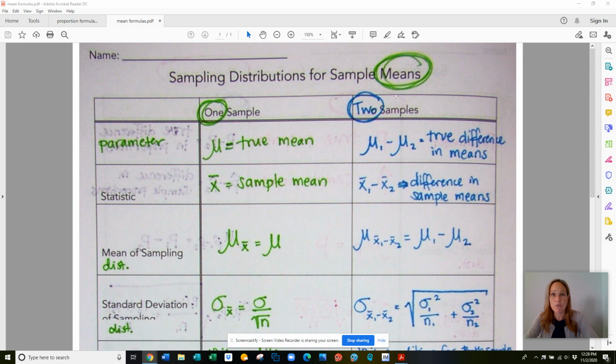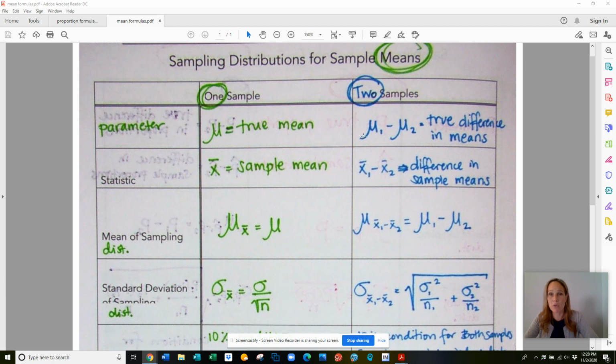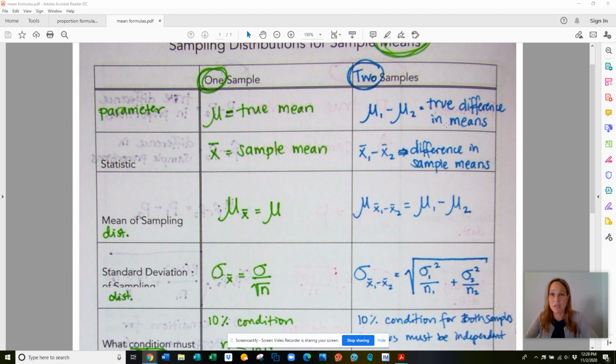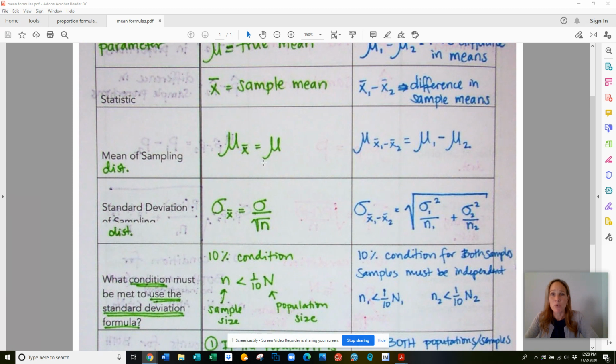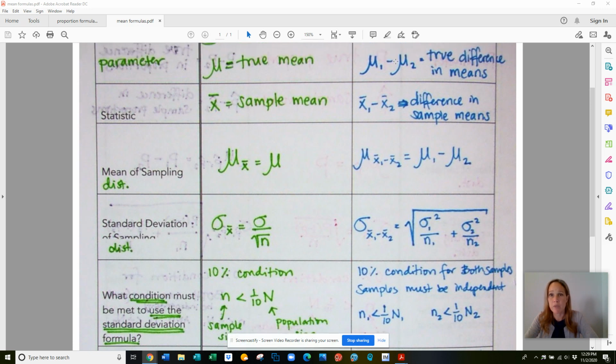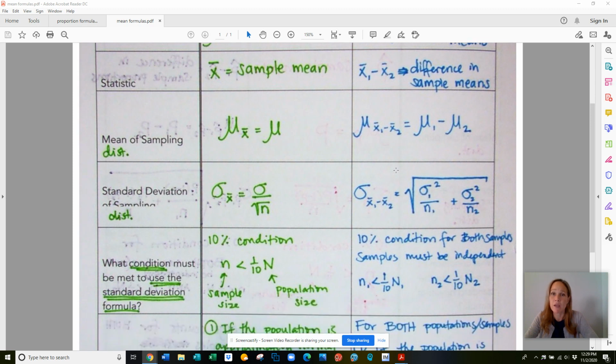So what happens then if we have two samples? We're looking at the difference between the means in those samples. So our parameter that we're looking at is mu1 minus mu2, and that is the true difference in means. Our statistic then would be x1 bar minus x2 bar, and that's the difference in sample means. Then if we look at the mean of the sampling distribution of those differences, we know that the average of that, or the mean of that, will be this true difference in means.